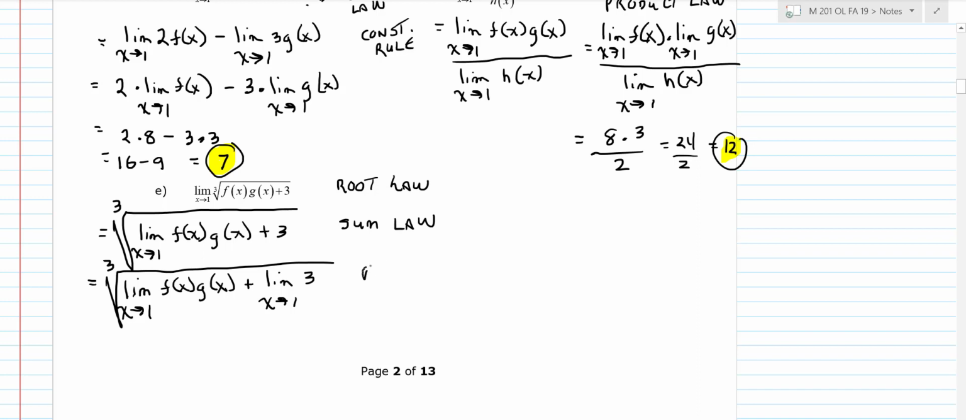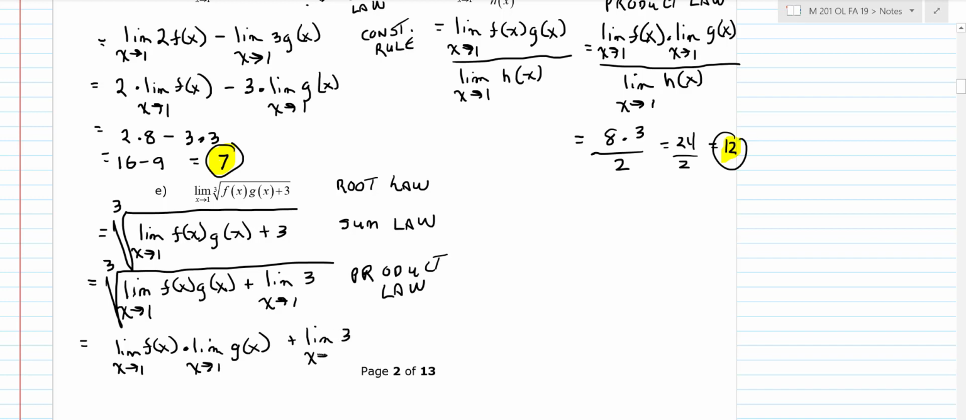Now we're going to use the product law. And on the product law, you break this part up like this. So this goes like this. You do the limit of f of x as x approaches 1 times the limit as x approaches 1 of g of x, and then plus the limit of 3 as x approaches 1, and then you're going to do the third root like that. Okay? All right, now we're ready to plug in.